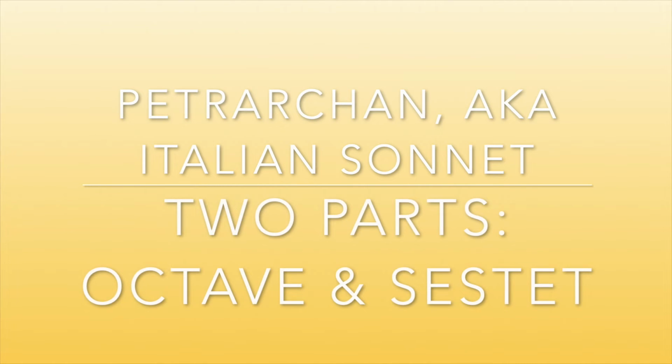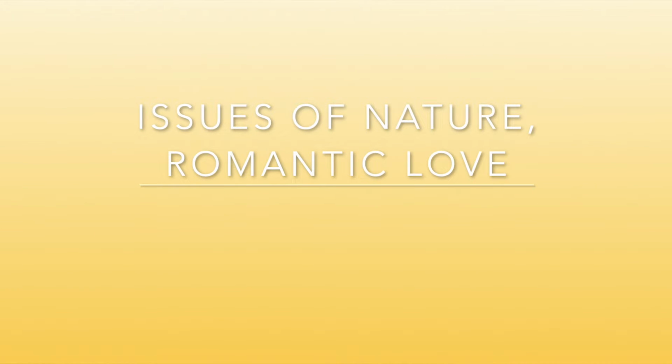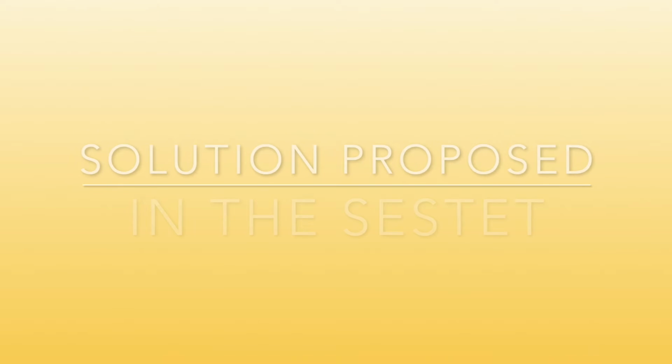The Petrarchan sonnet, also known as the Italian sonnet, is usually divided into two parts, the octave and the sestet. The rhyme scheme in the octave is ABBA, ABBA, and in the sestet, the rhyme scheme is either CDE, CDE, or CDC, CDC. Petrarchan sonnets usually deal with issues of nature or romantic love, and ask a question or pose a problem in the octave. Then, a solution to that problem is proposed in the sestet.